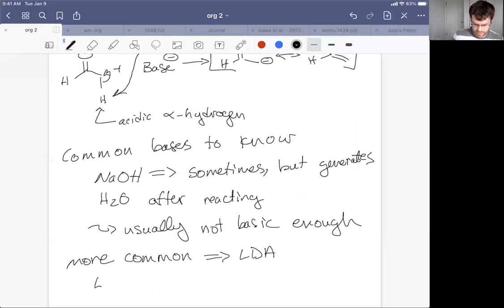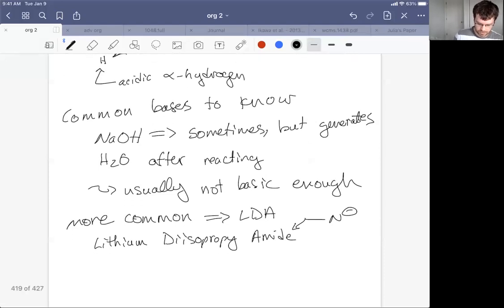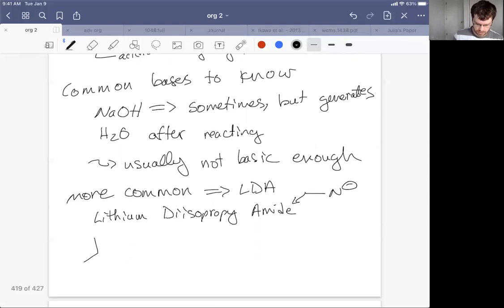So LDA is lithium diisopropyl amide. So the amide implies we have an N with a negative charge in this case, not the usual amide functional group. It's a little bit annoying. Lithium is the counterion, and we have these two isopropyl groups that help with some effects. Okay, so here's what the structure looks like. We have an isopropyl group on a nitrogen here, isopropyl group, and then we have a lithium. So this is LDA.